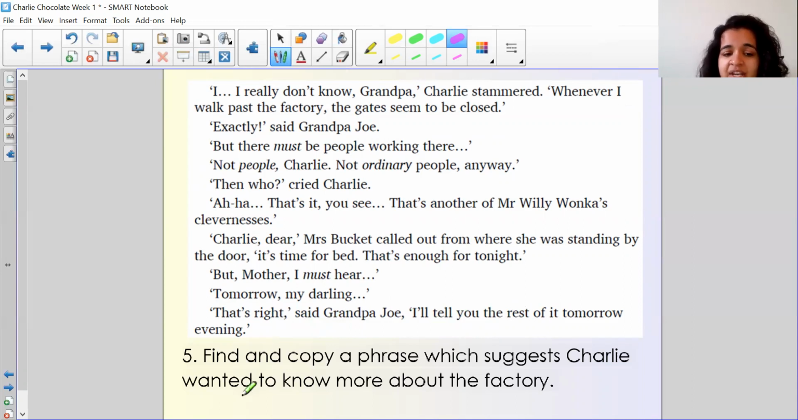Okay, and on this page, find and copy a phrase which suggests Charlie wanted to know more about the factory. So he says something or does something that suggests to you he wants to know more about the factory. Okay? So those are your 5 questions that you have to answer on Teams. Now, do not worry if when you submit it, it says 0 out of 5, because I have not inputted a correct answer, because I would like to read what you say, because there are lots of different answers that you can have, okay? So you might word it a bit differently to what I word it. So I have not put any score on there.